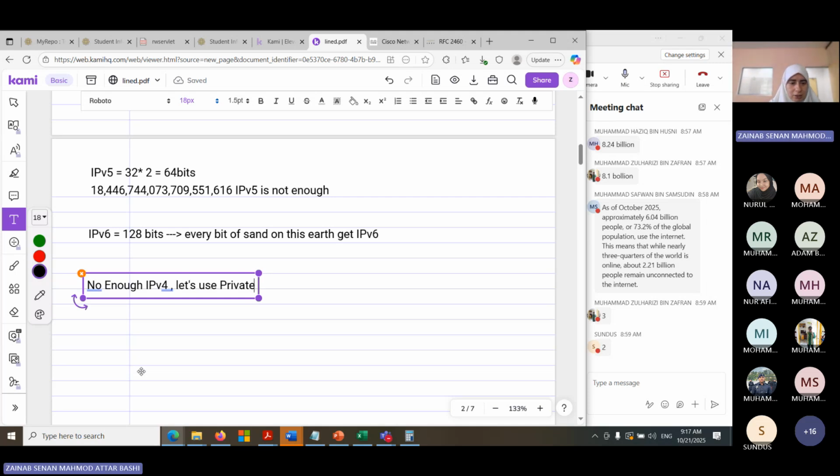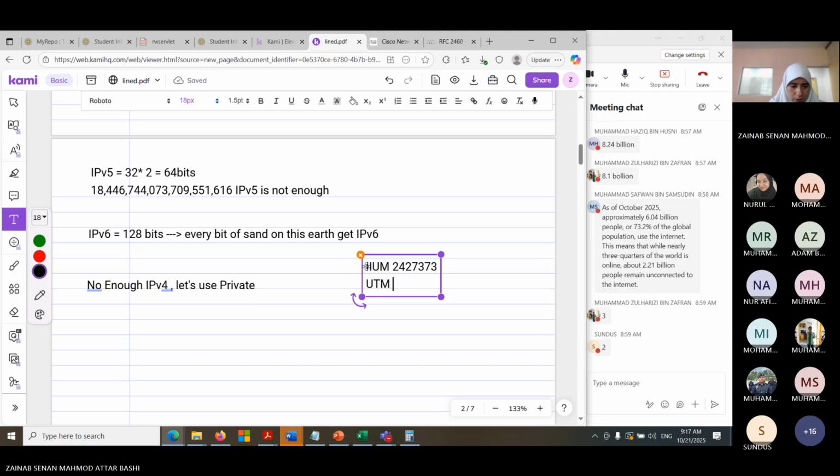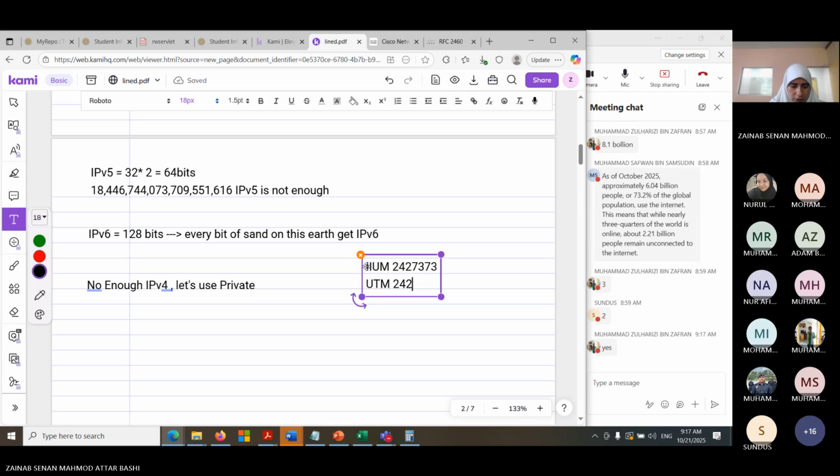Can we duplicate the same matric number? Can we have two students, one in IIUM having a matric number of, let's say, 2427373, and another one in UTM having exactly the same one? Yes, we can. Because in that case, you just ask them, where are you from? IIUM. Okay, I know IIUM. I contact IIUM, then I will give them your number.